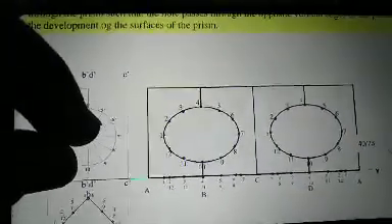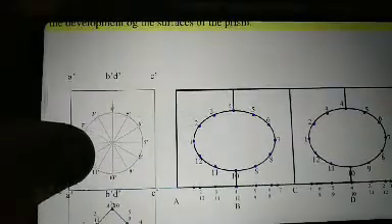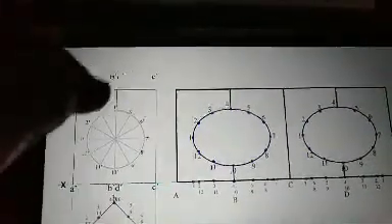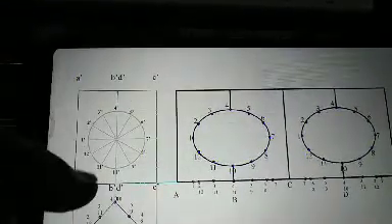Now, taking this point as a center, we will mention it as point O. Draw the circle of 20 mm radius, that is 40 mm diameter. This is the circle of 20 mm radius and 40 mm diameter.